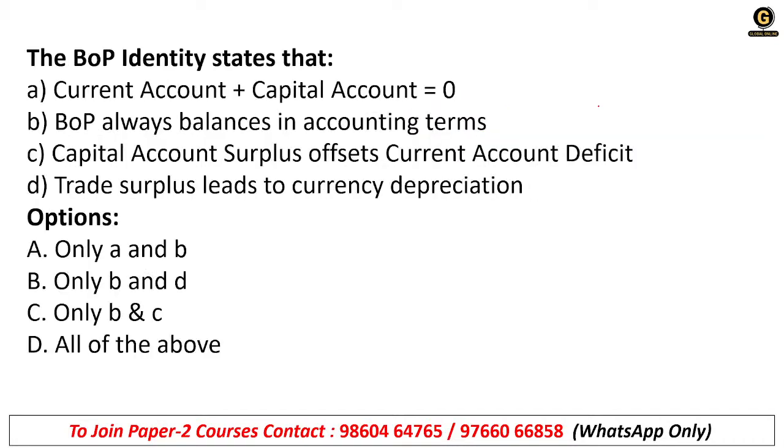The BOP identity states that A, current account plus capital account is equal to 0. B, BOP always balances in accounting terms. C, capital account surplus offsets current account deficit. And D, trade surplus leads to currency depreciation.